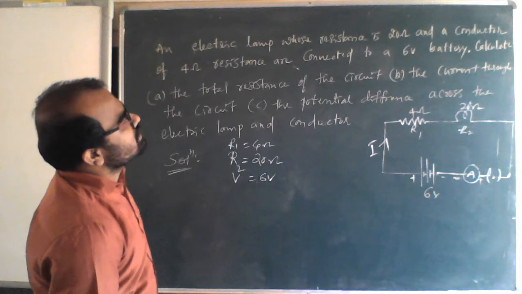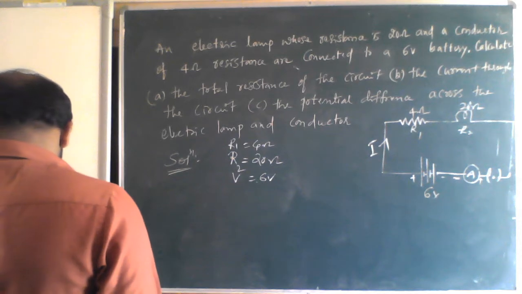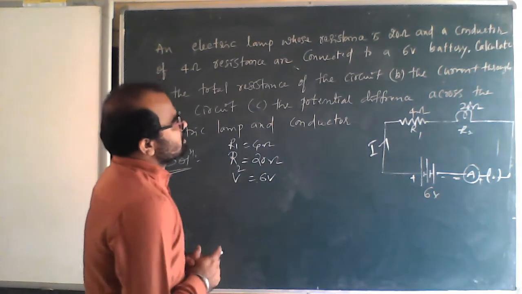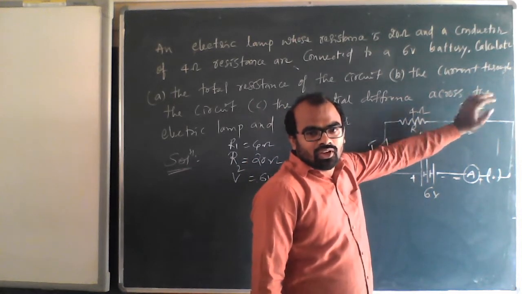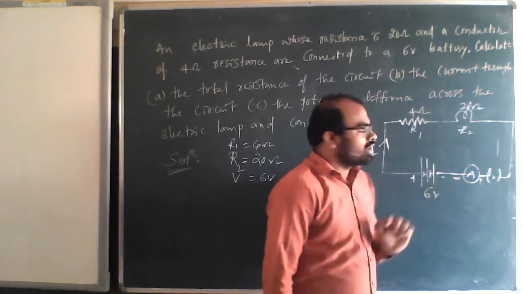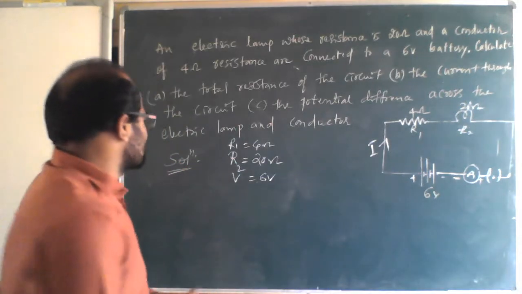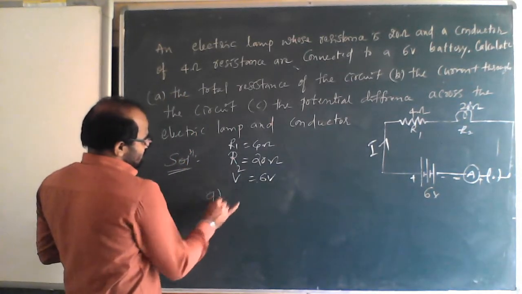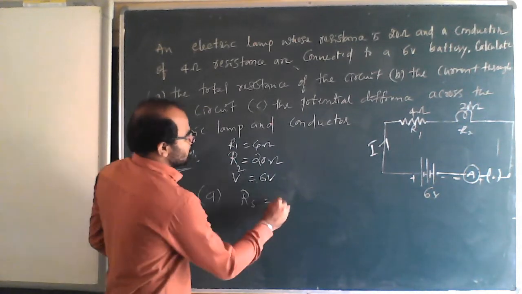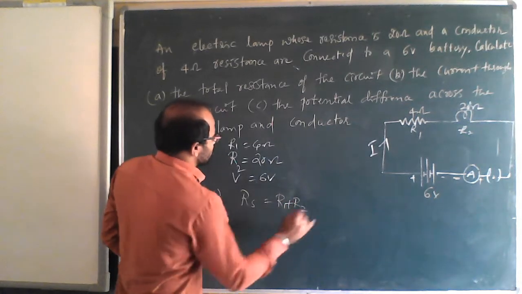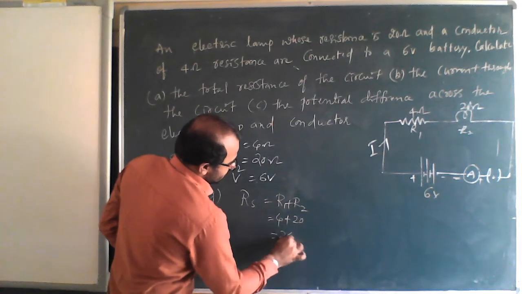Calculate A, the total resistance of the circuit; B, the current through the circuit; C, the potential difference across the circuit. See here, first, what is happening? Bulb is also a resistor. You should remember this. So 4 ohm and 20 ohm are in series, and I can very easily find the total resistance of the circuit. My A is the total resistance of the circuit, that is Rs. Rs is equal to R1 plus R2. R1 is 4, plus R2, 20. 4 plus 20 is 24 ohm.